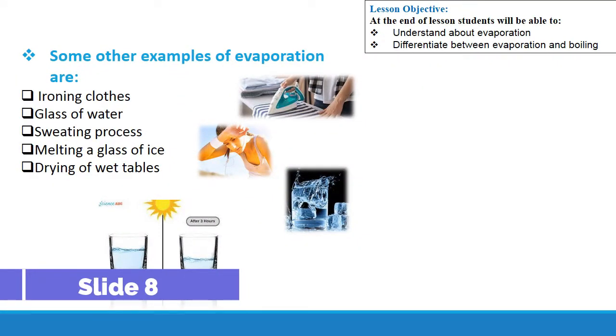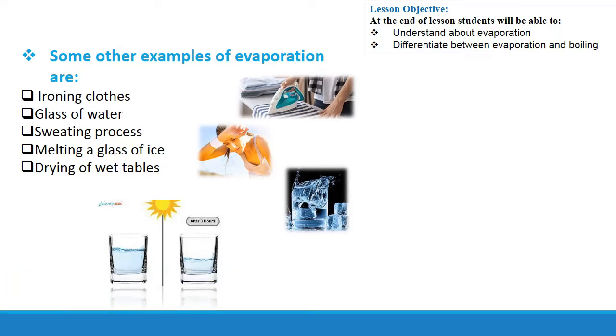And rain in the cloth is one of the good examples of evaporation. Then a glass of water sweating is also an example of evaporation. Then there's melting a glass of ice and drying of vegetables. These are all examples of evaporation.